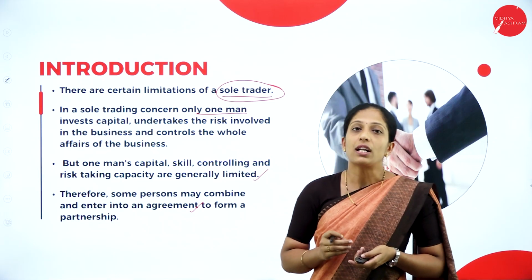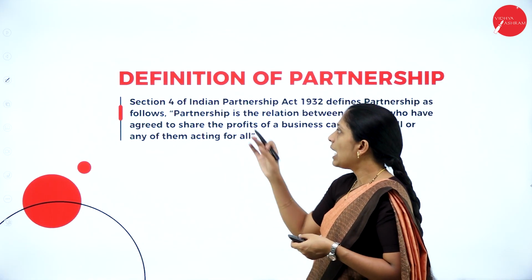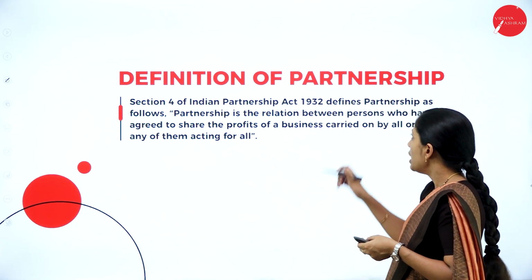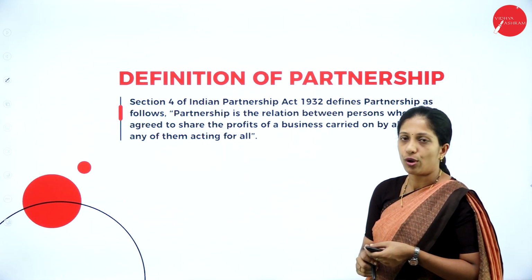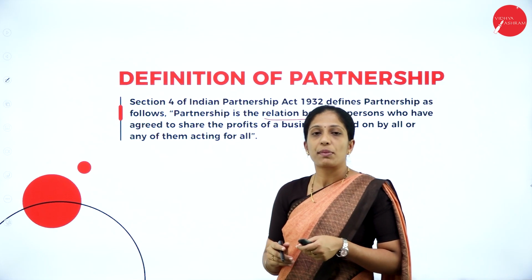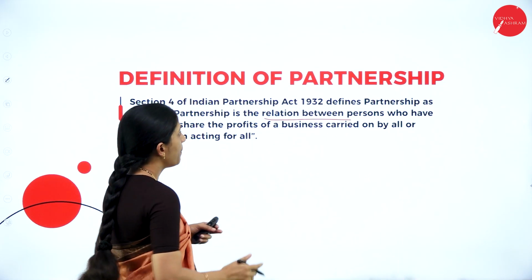So that is known as what? Partnership. Now let us see the definition of partnership. According to Section 4 of Indian Partnership Act 1932, partnership is defined as follows. Partnership is a relation between persons. What does relation between persons mean? There should be a minimum of 2 persons to start a partnership firm.